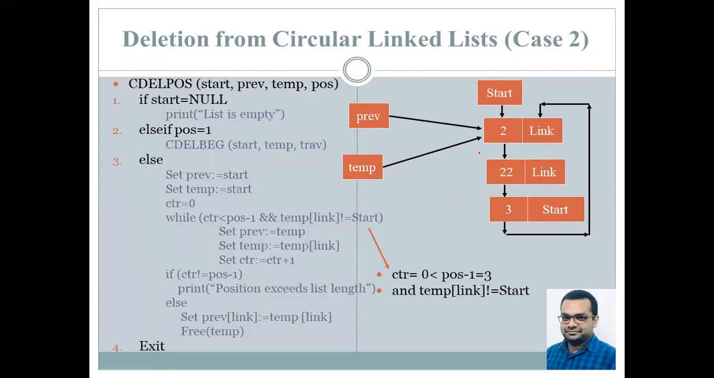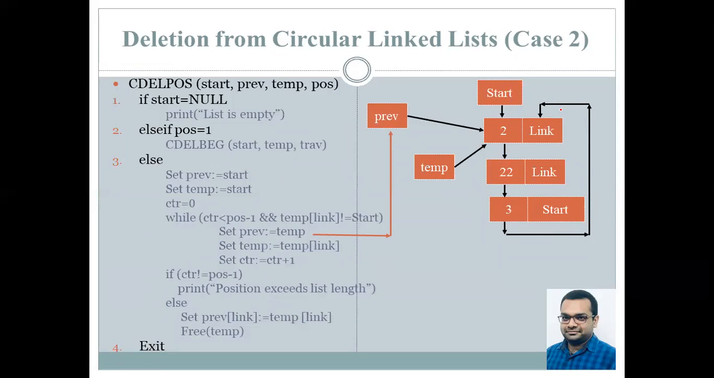We check if counter's value is less than position minus 1, position being 4, position minus 1 is 3, and temp's link is also not equal to start, because temp points over here and temp's link points to the address of the second node, not the first node. That is possible only after reaching the last node. So previous is set to temp, which in this case will not cause any change in the position of previous, and temp is incremented to point to temp's link. Now temp points to the second node and counter is incremented and its value becomes 1.